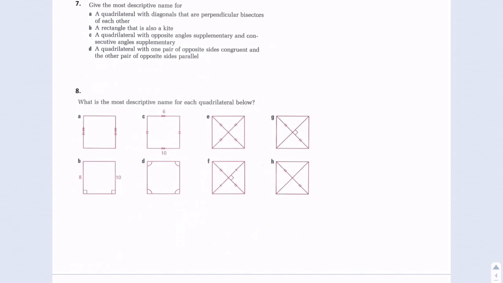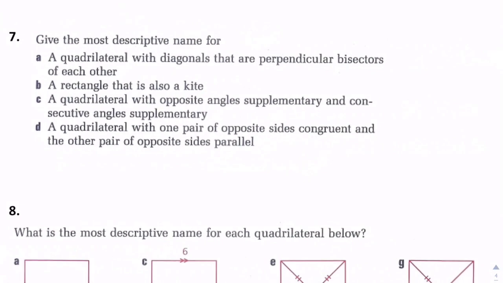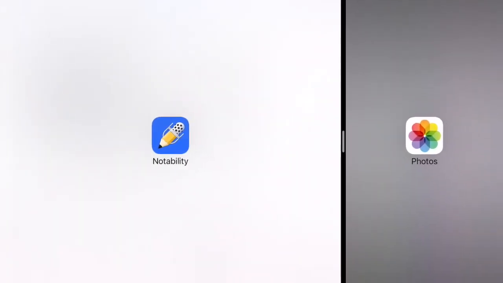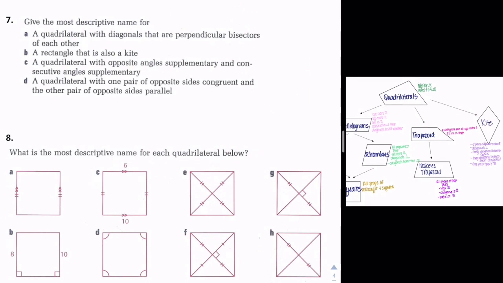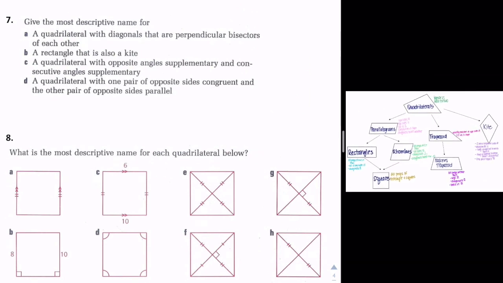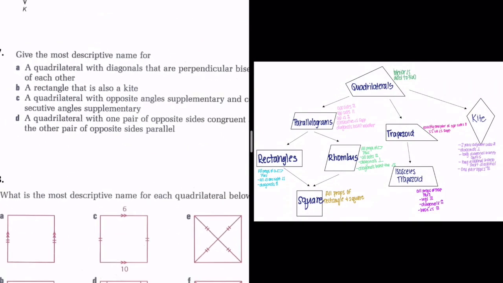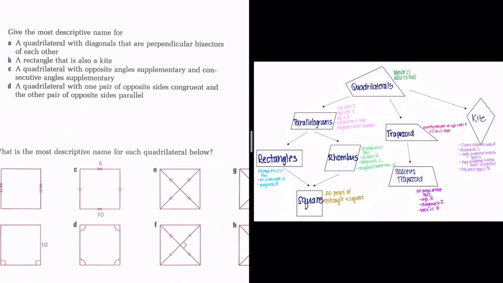Real quick, I do want to look at number 7. Give the most descriptive name for. This is where, if you do not have your properties memorized, which, by the way, you should, and I cannot plead with you any more than I already do, to please memorize these properties, you will have a very hard time on the test if you do not have these properties memorized, which properties belong to each shape, okay? So, give the most descriptive name for a quadrilateral with diagonals that are perpendicular bisectors of each other.